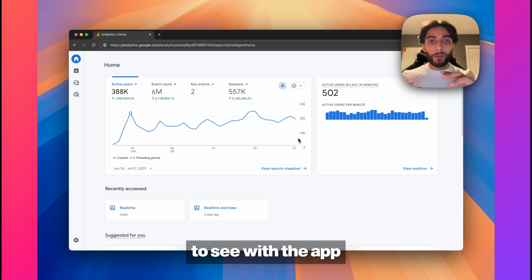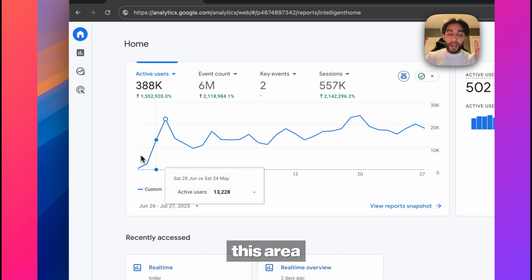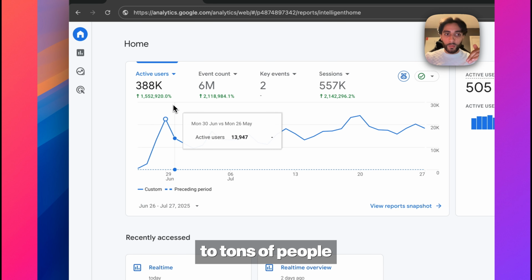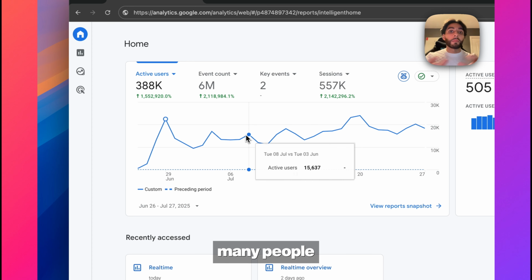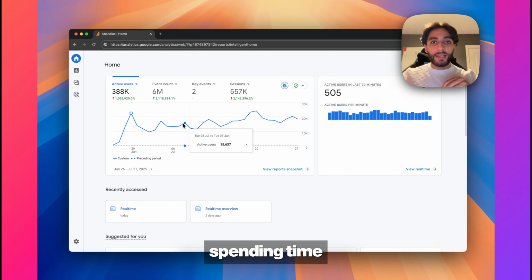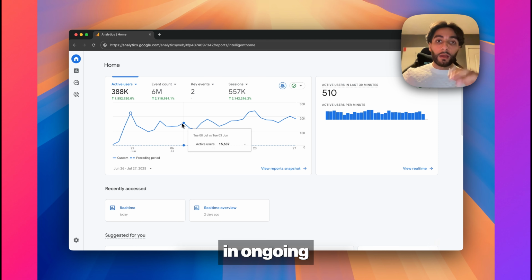And also what we're starting to see with the app is organic growth when it comes to the users that are coming onto the platform. Like I mentioned when I was breaking down this area of the graph, we were reaching out to tons of people, and we carried on doing that for the first week, and then it kind of tapered off because we didn't have that many people to reach out to. We were also spending time optimizing the app, optimizing our monetization strategy, and also engaging in ongoing conversation.